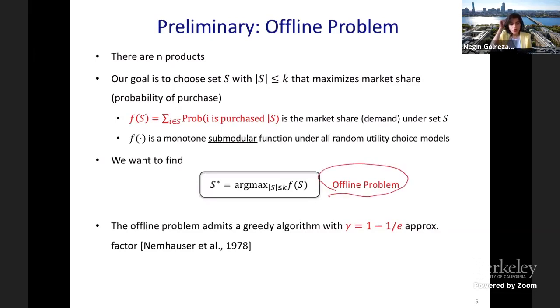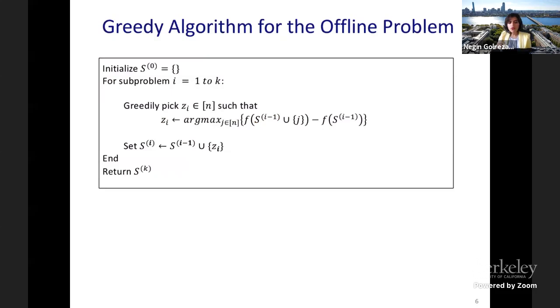The offline problem admits a greedy algorithm with approximation factor of 1 minus 1 over e. I'm sure that most of you know about this result. It is a classic result by Nemhauser et al., who designed a greedy algorithm with this approximation factor. But let me walk you through this algorithm, because later I'm going to build intuition based on this greedy algorithm.